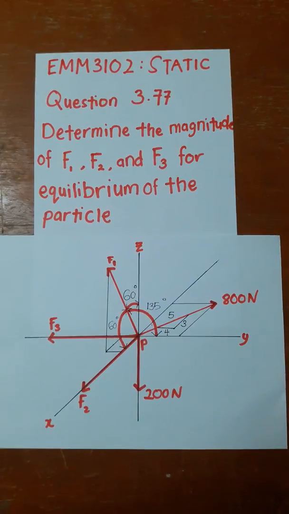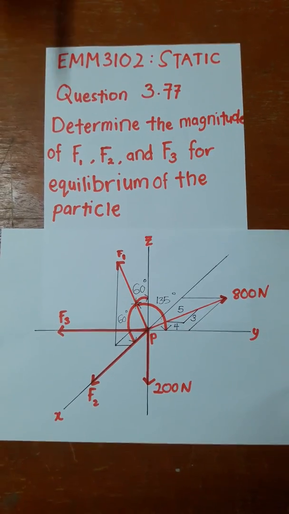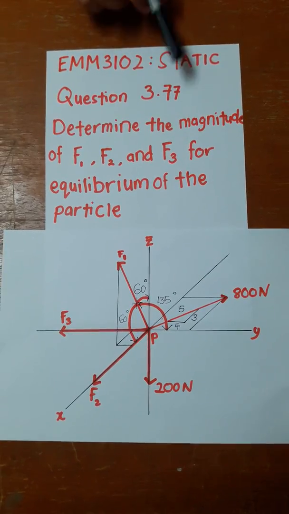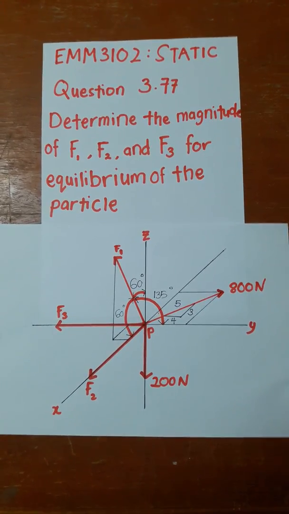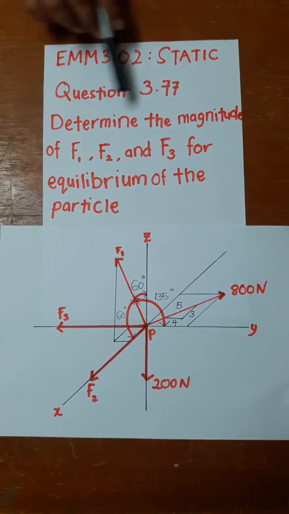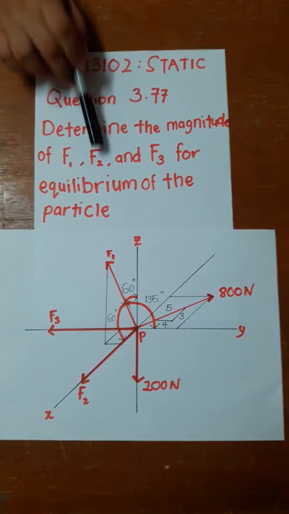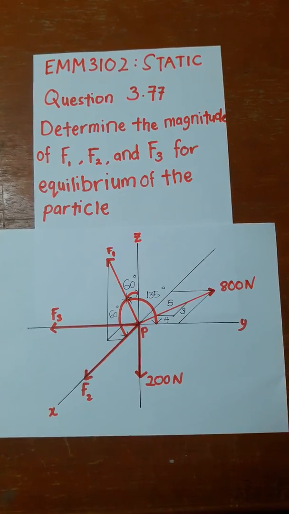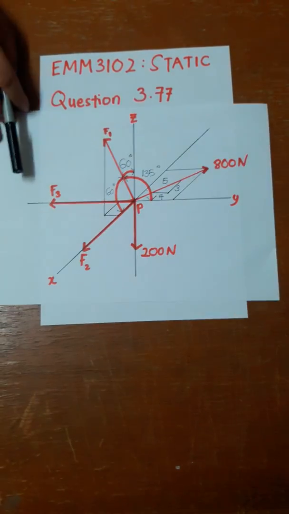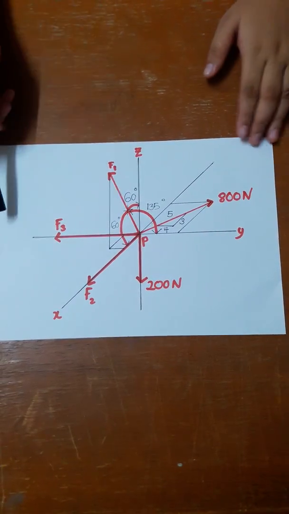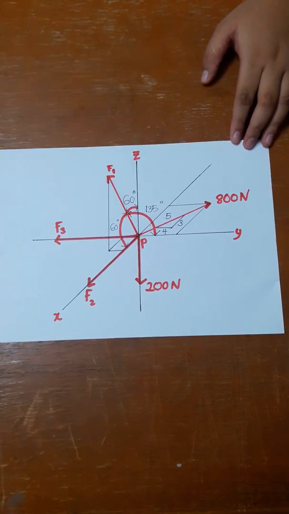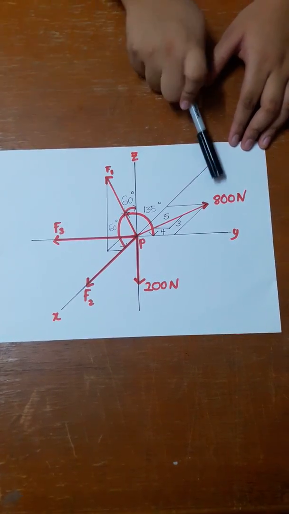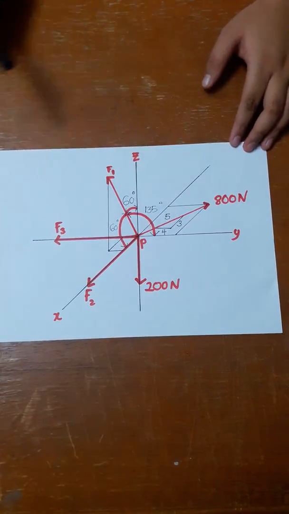So first, today we are going to solve question 3.77. Let us take a look at the question. Determine the magnitude of F1, F2 and F3 for equilibrium of the particle. First, now we're going to look at the diagram. In the diagram, we are given 5 forces, which are F1, F2, F3, 800 Newton and 200 Newton.